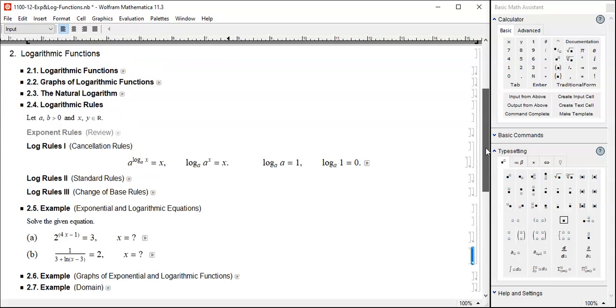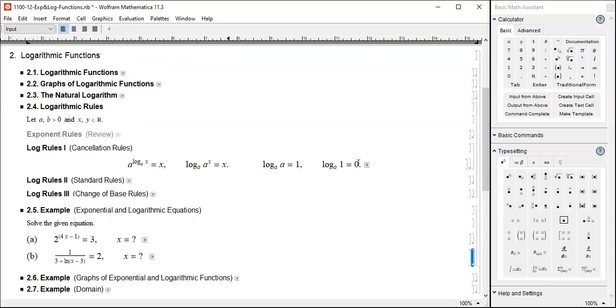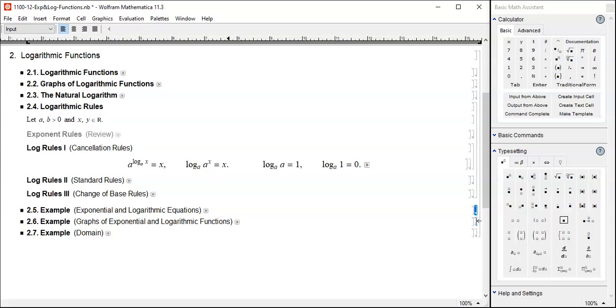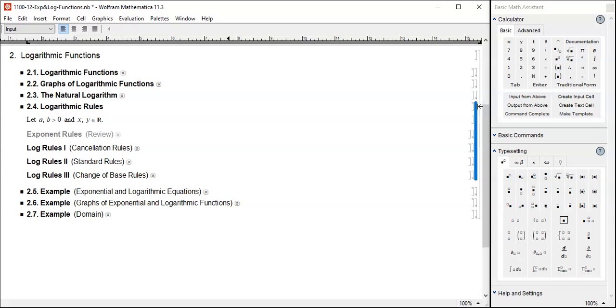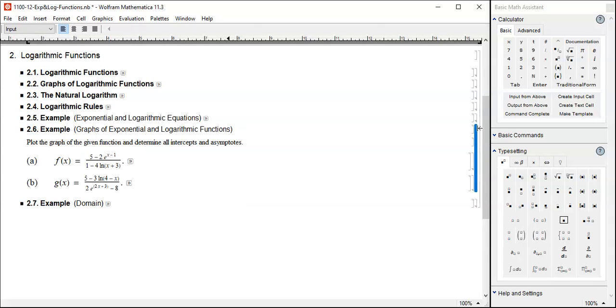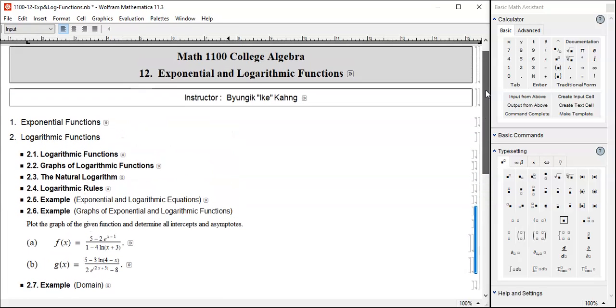So, we went through a couple of problems regarding the cancellation rules. Solve for the exponential and take the log of both sides, or solve for the logarithm and take the exponential of both sides. That's how you can kill off the exponentials and logarithms. Now we have some graph problems coming up. Plot a graph and determine all intercepts and asymptotes.